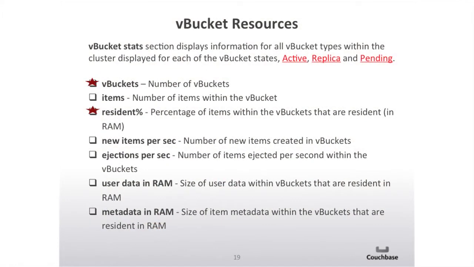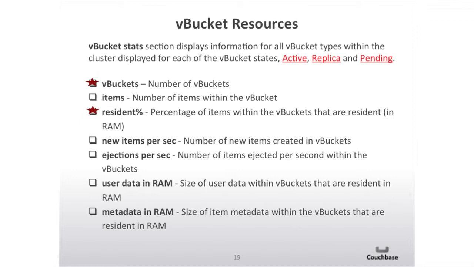So what the resident ratio actually means is, by default, we have a resident ratio of 80-20, which is 80% of active items and 20% of replica items. Within this resident ratio, we have a high watermark and a low watermark. The resident ratio is the percentage of items within the vBucket that are resident in RAM.